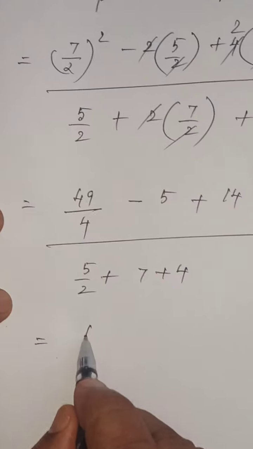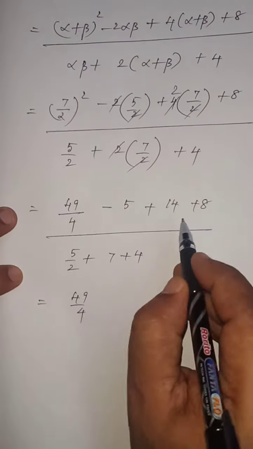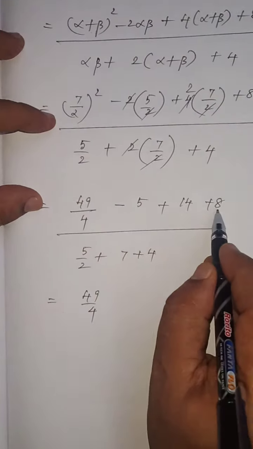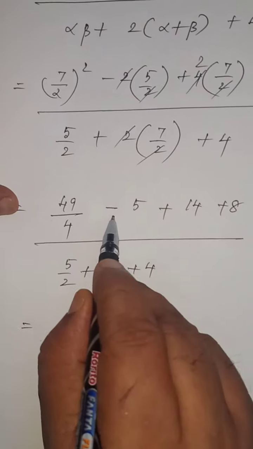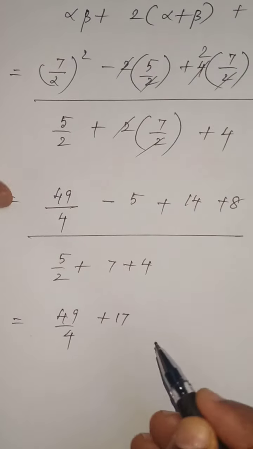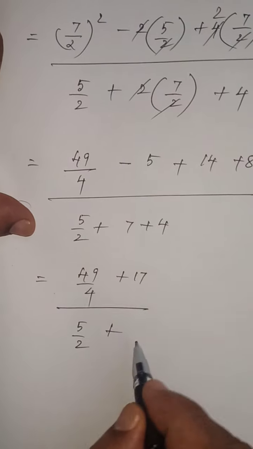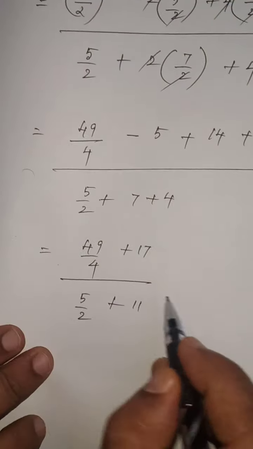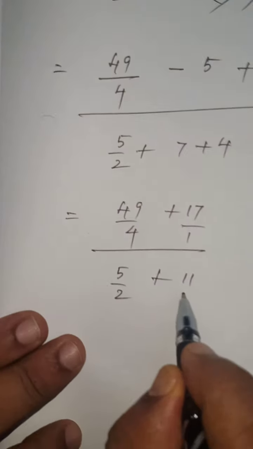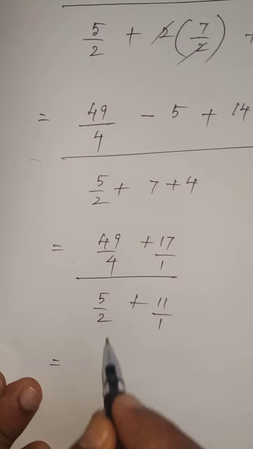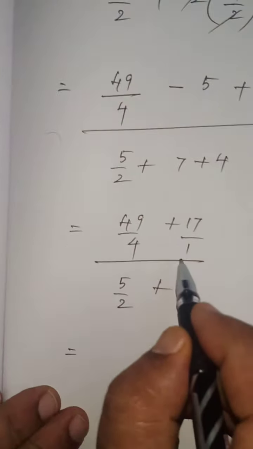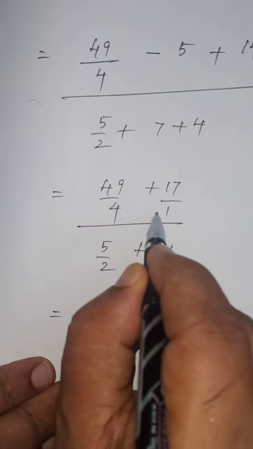Equals 49 by 4 as it is, 14 plus 8 is 22, 22 minus 5 equals 17, divided by 5 by 2 plus 7 plus 4 that is equal to 11. You consider as 17 by 1 and 11 by 1. Since both the denominators are same, if you know you can take LCM, otherwise you just cross, very simple.